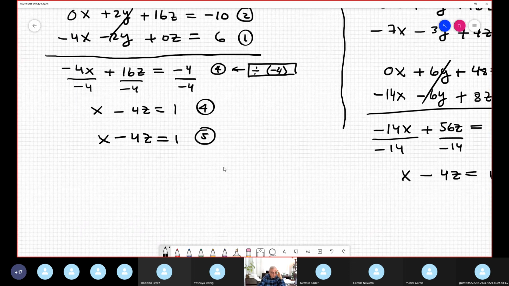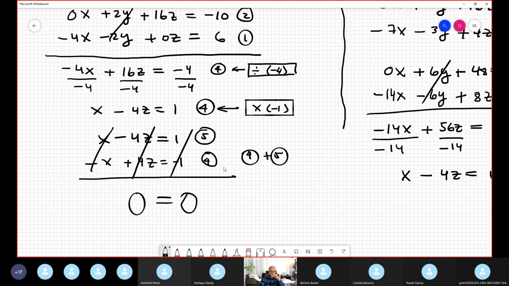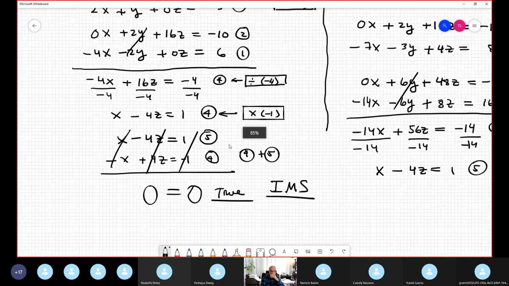Well, let's do something. For example, you multiply equation 4 by something. You multiply by negative 1, because my idea is elimination. So when you multiply by negative 1, you have minus x plus 4z equals negative 1. And this is my equation number 4 now. And when you add 4 and 5 together, it cancels out. 0 equals 0. 0 equals 0 is a true statement. And always when you have a true statement, it's infinitely many solutions. Infinitely many solutions. However, wow, okay, I understand.